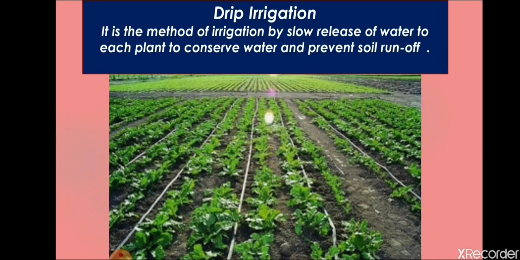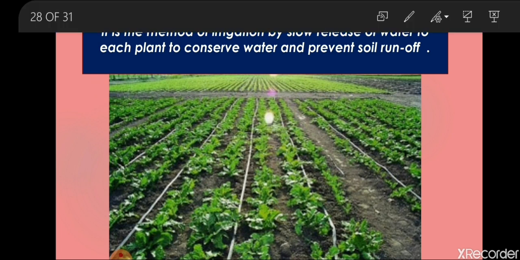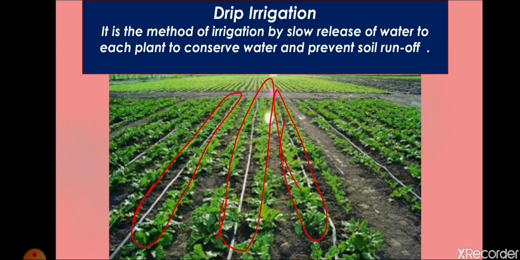Now the next one is drip irrigation. All of us know irrigation means giving water to the crops. If we use a forceful method of irrigation, it will erode soil. Why do we use drip? As you see, pipes are being used, and from these pipes the water reaches each and every crop. So we are reducing the release of water here.